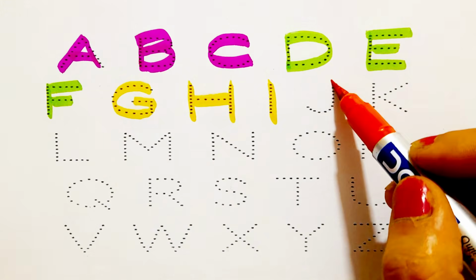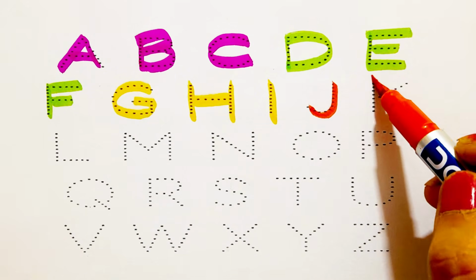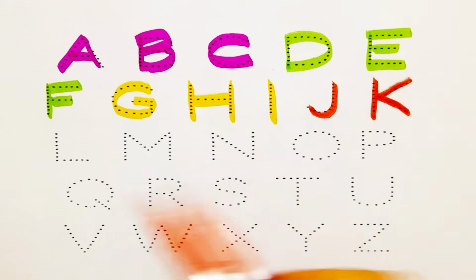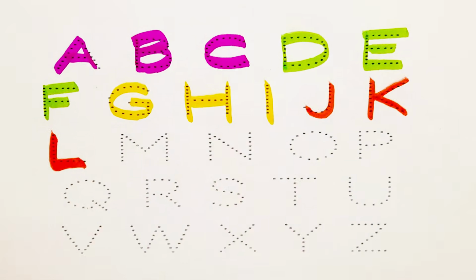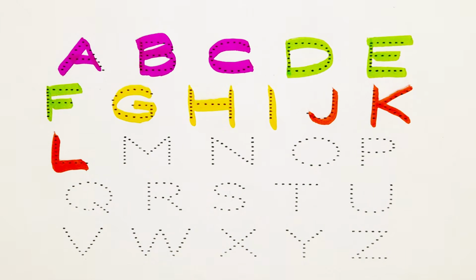Red color. J for jug, K for kite, L for lion.